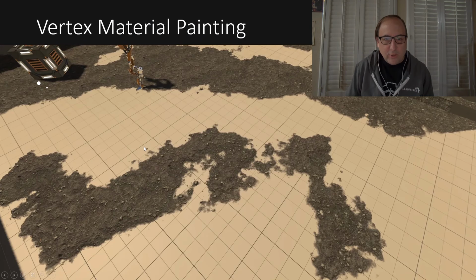The vertex material painting is just awesome. This is one of my favorite features and people love it. Basically, every surface in all your level geometry is like a terrain. You can just paint stuff across it. Here you can see the dirt just going up the stairs.